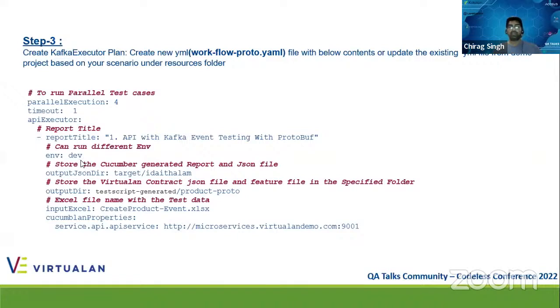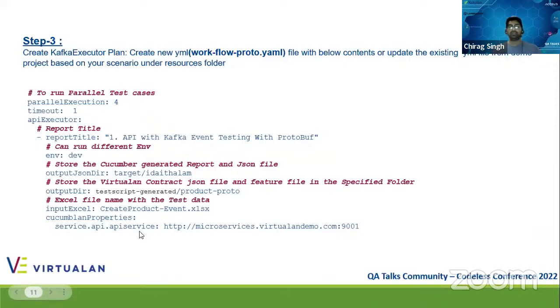If you want to run your test scripts in a different environment, you can change your environment here, or you can create multiple environments here. Then where you have to store your Cucumber report, you can give here, and where the contract JSON file and feature file are created. When we run this framework, some JSON files and feature files are automatically created by this framework. So we have to give the path here, and then the Excel name. The test script where you write all the steps, you can give that name here.